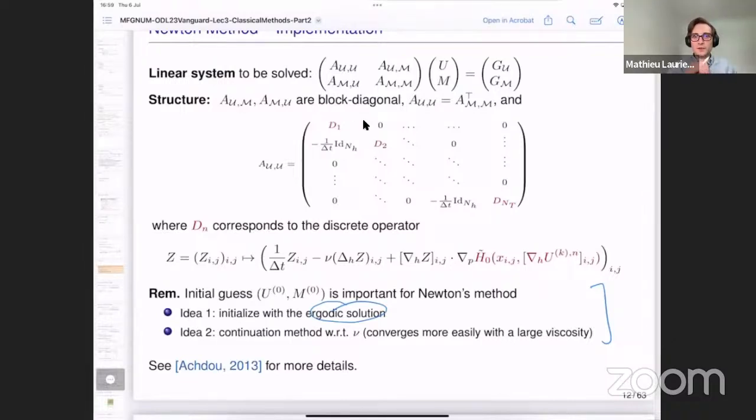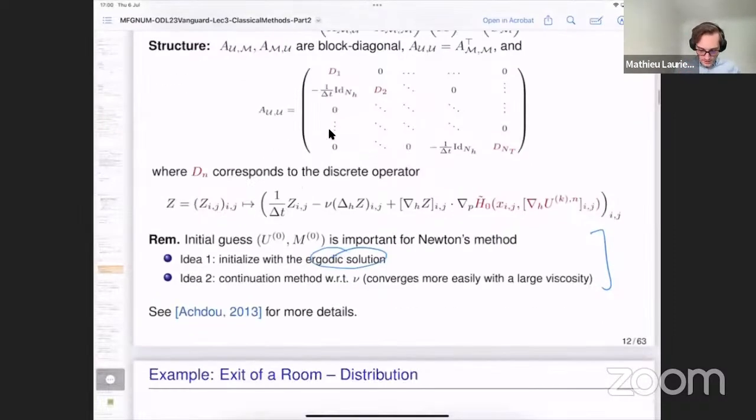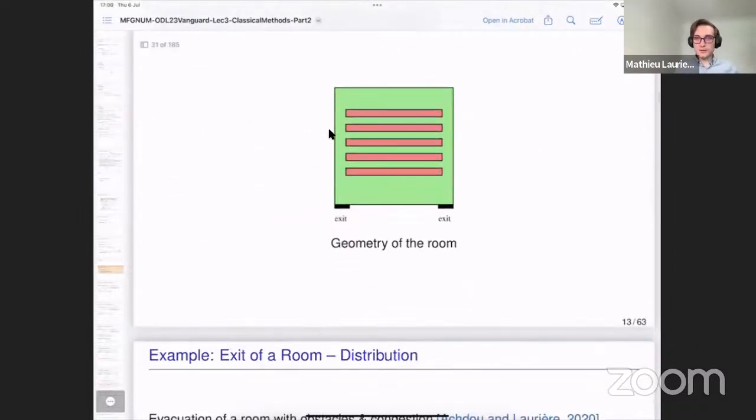Would you advise any preconditioning? Yes, so indeed, preconditioning can be a good idea. I think I mentioned that a little bit later, but without going into the details. But yes, preconditioning is a good idea. Let's see, I think I mentioned it a bit later, so let's see.